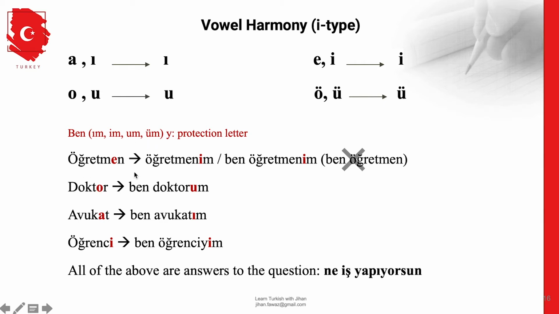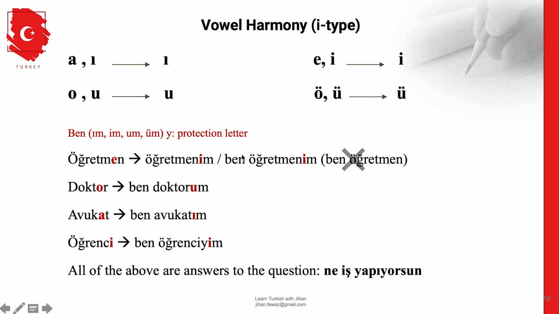Let's start with the first example. Öğretmen means teacher. The last vowel in that word is e. If I go back to the rule, it says if it's e or i, I use i. I go back here, öğretmen. Now which one do I choose? The one that has the i. So, öğretmenim. I am a teacher.